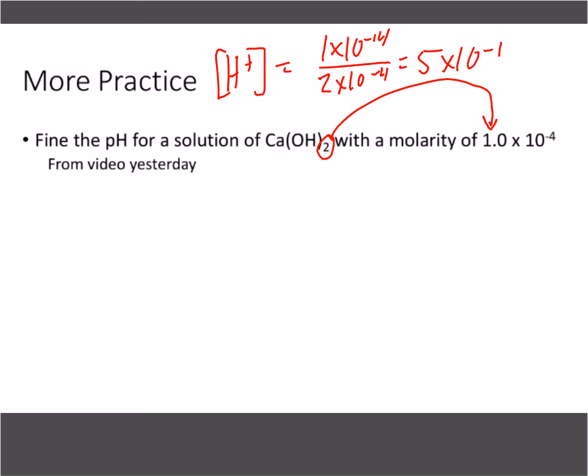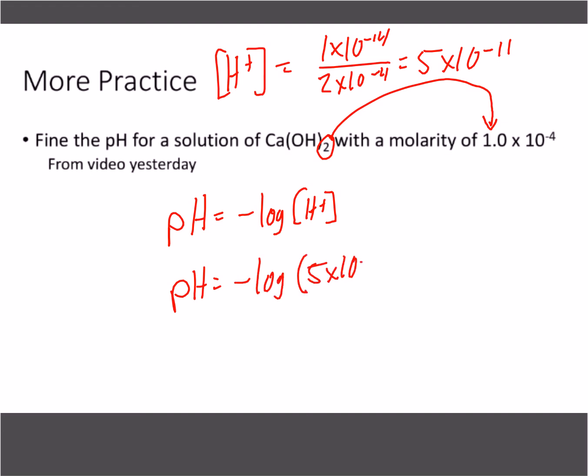5 times 10 to the minus 11 is what you should have. Now we can go ahead and solve for pH, which equals the negative log of the hydrogen ion concentration. So pH is going to equal the negative log of 5 times 10 to the minus 11. So pH equals 10.3, which is what I told you guys yesterday.